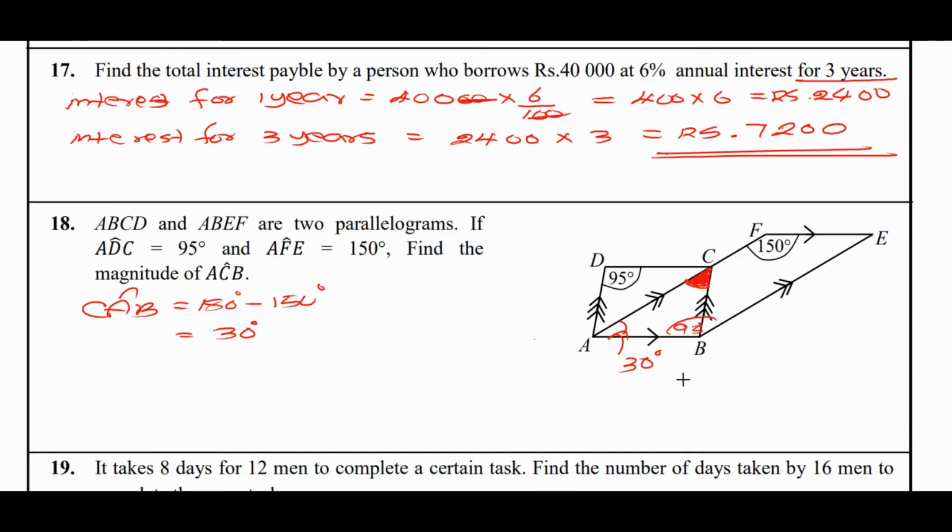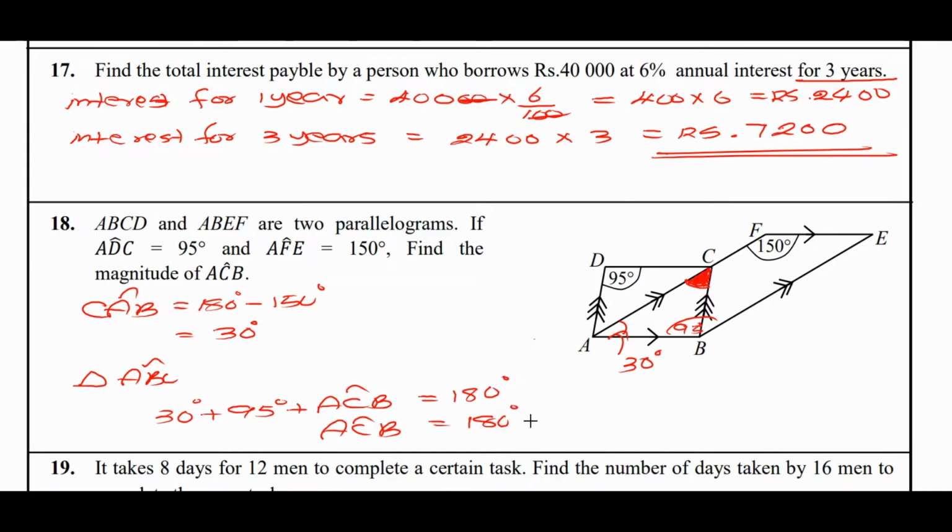Then using the triangle ABC, I can write 30 plus 95 plus ACB should equal 180. Then ACB angle should equal 180 minus 125 degrees. Then ACB should be equal to 55 degrees. That's a good call.